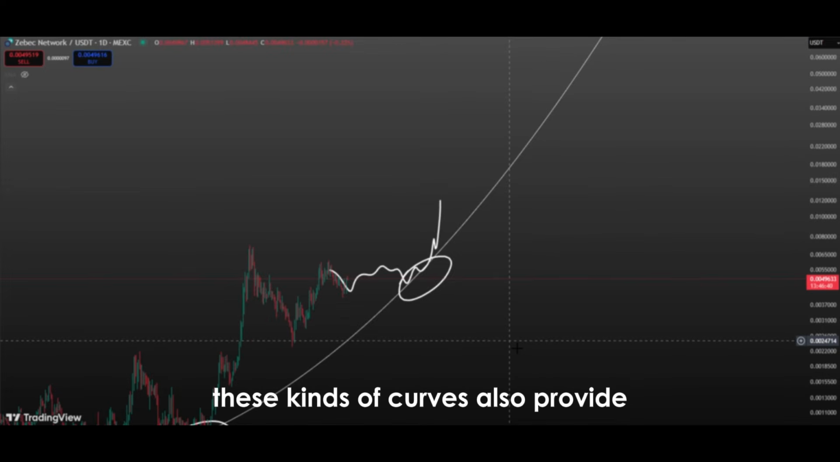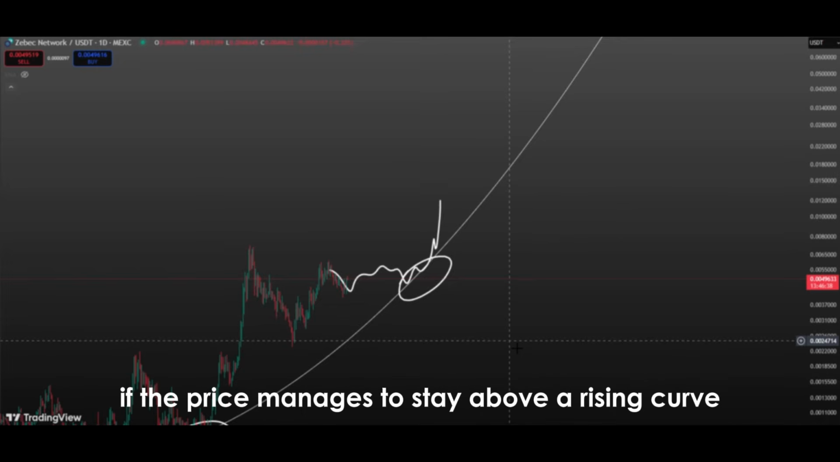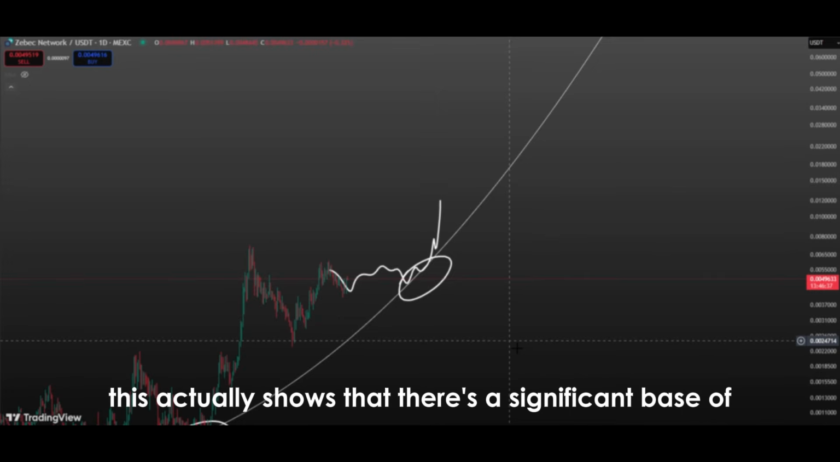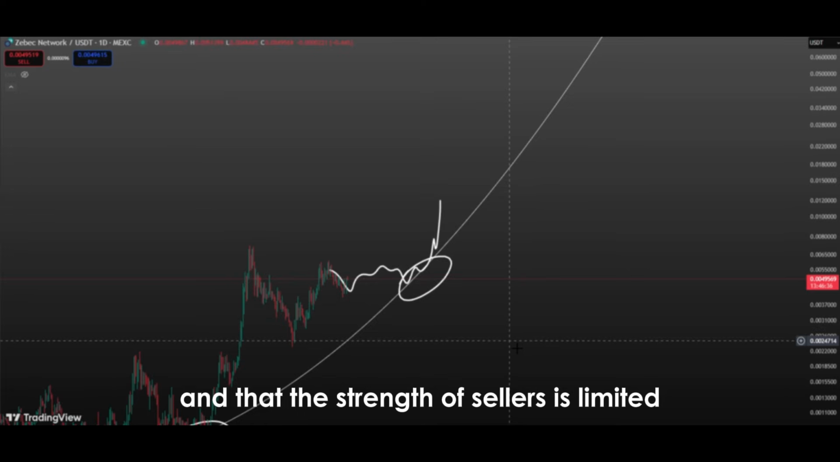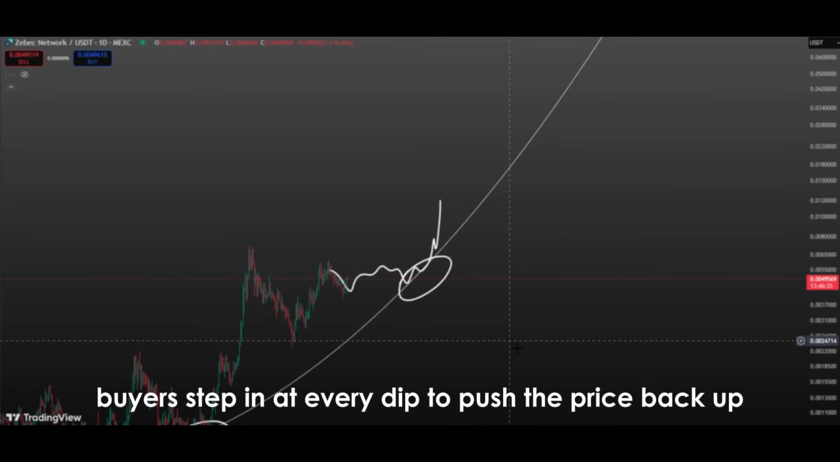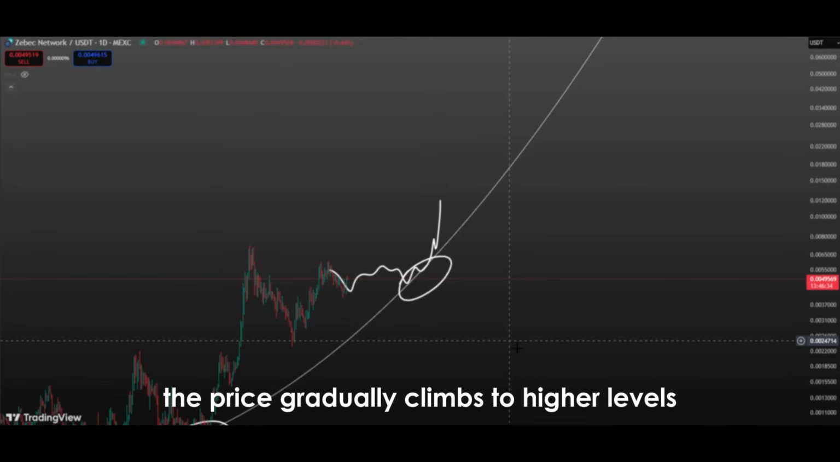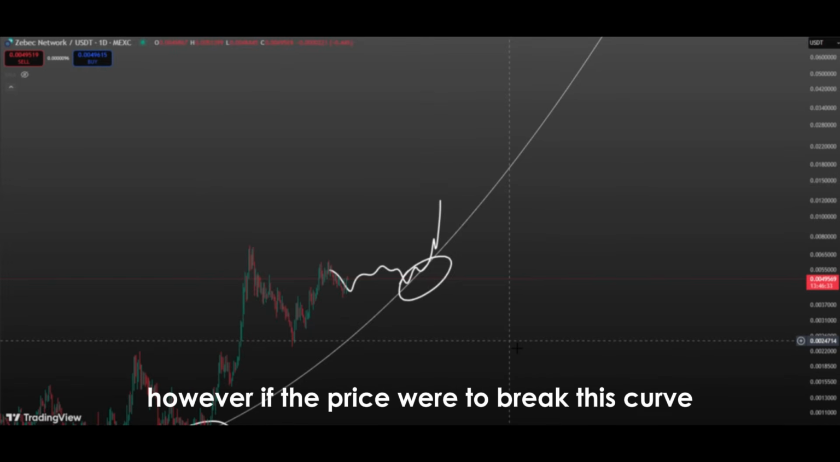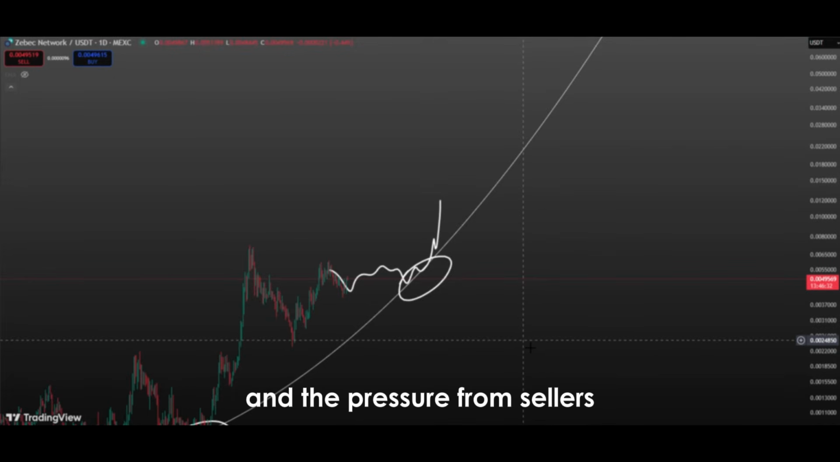These kinds of curves also provide important clues for understanding the overall market momentum. If the price manages to stay above a rising curve, this actually shows that there's a significant base of buyers in the market and that the strength of sellers is limited. Buyers step in at every dip to push the price back up, keeping the curve intact. Through this mechanism, the price gradually climbs to higher levels. However, if the price were to break this curve, it could signal that the strength of buyers is weakening and the pressure from sellers is starting to increase. Therefore, from a technical perspective, maintaining such a rising curve is considered an essential condition for the trend to progress in a healthy way.